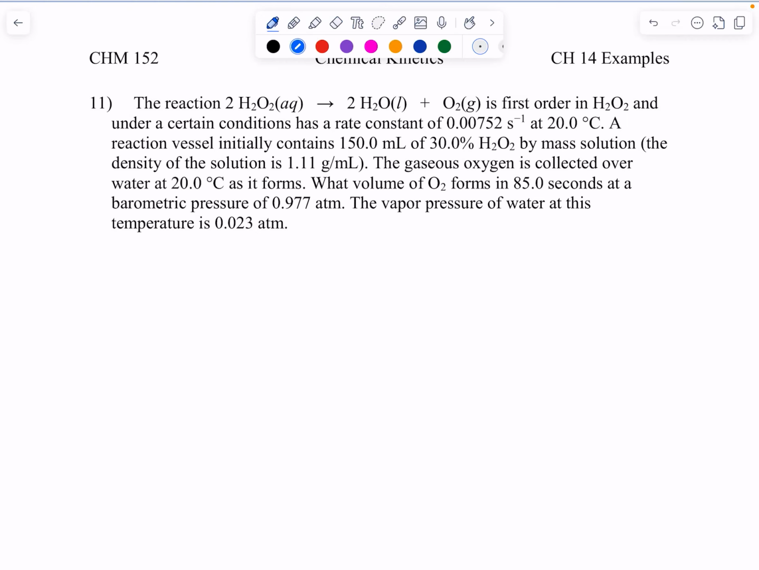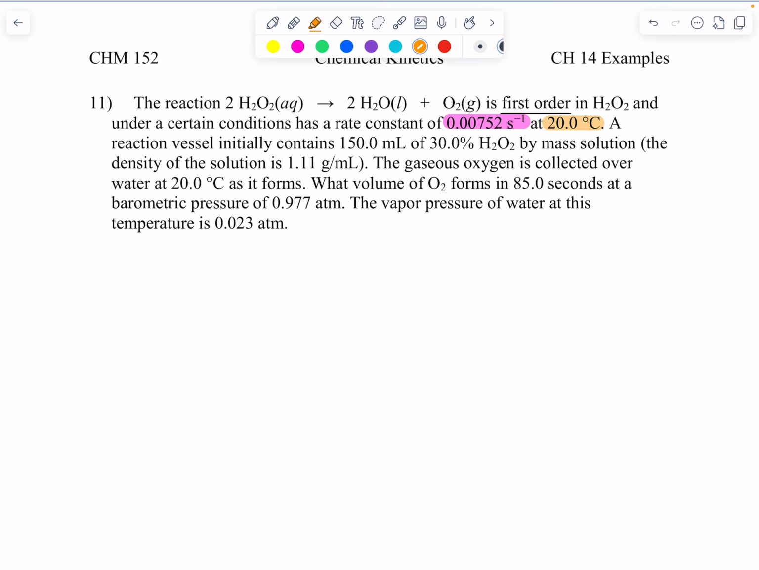Number 11, the reaction of hydrogen peroxide going to water and oxygen is first order. All right, so that's important, first order. In hydrogen peroxide, under certain conditions, has a rate constant of 0.00752 at 20 degrees Celsius.